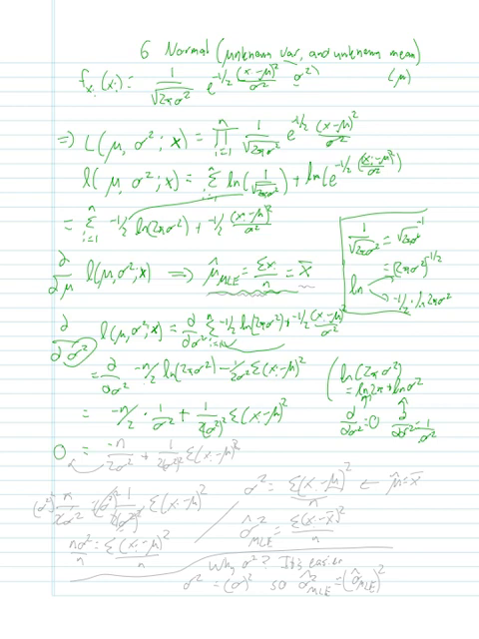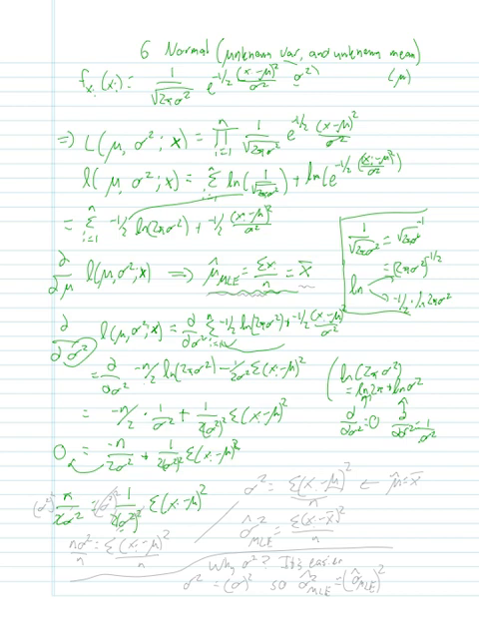Now we're setting this equal to 0 to find a maximum, right? So we have negative n over 2 sigma squared plus 1 over 2 sigma squared squared, sum of xi minus mu squared, is equal to 0, right? Now we can move this over and we get n over 2 sigma squared is equal to 1 over 2 sigma squared squared times sum of xi minus mu squared.